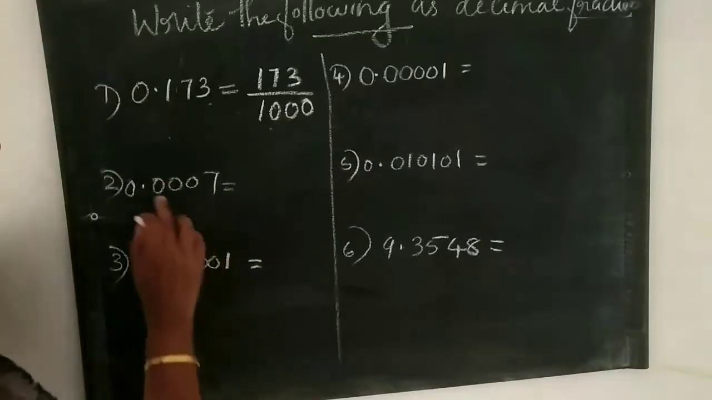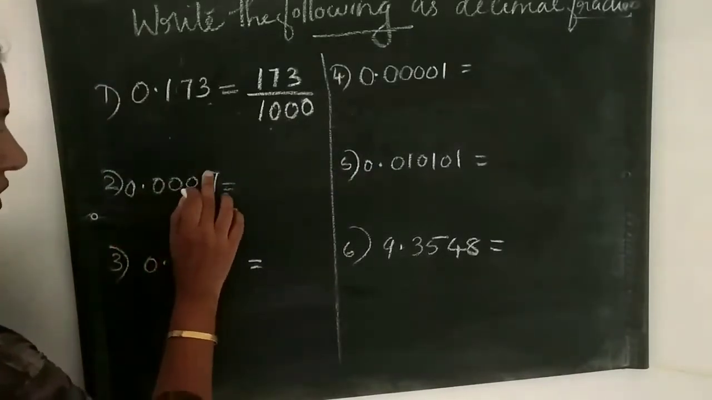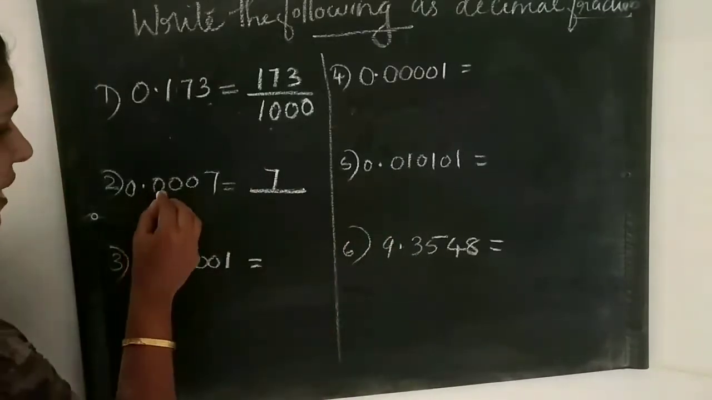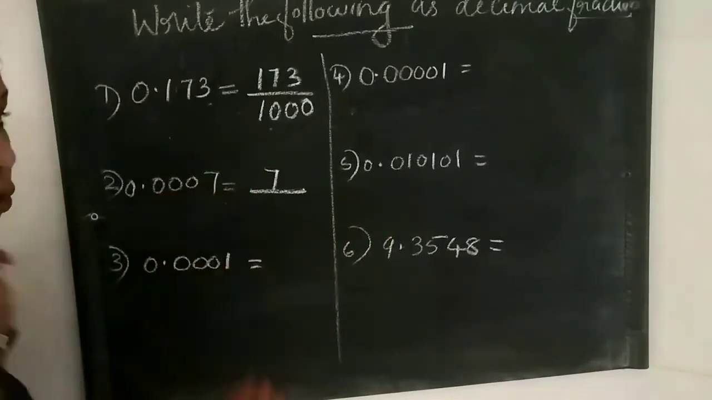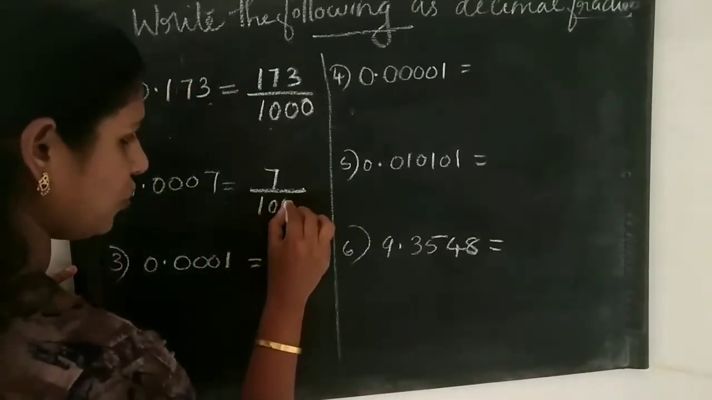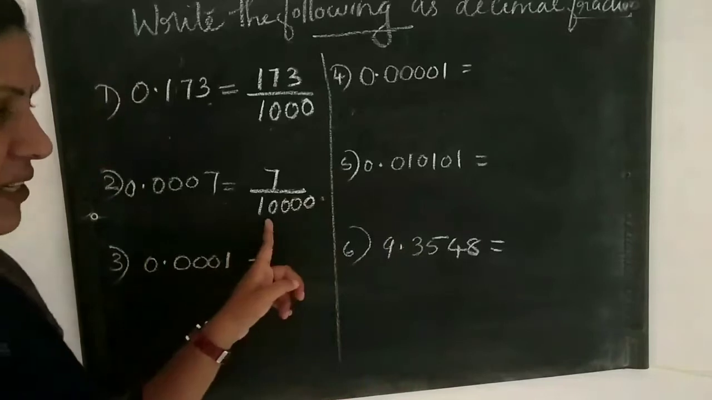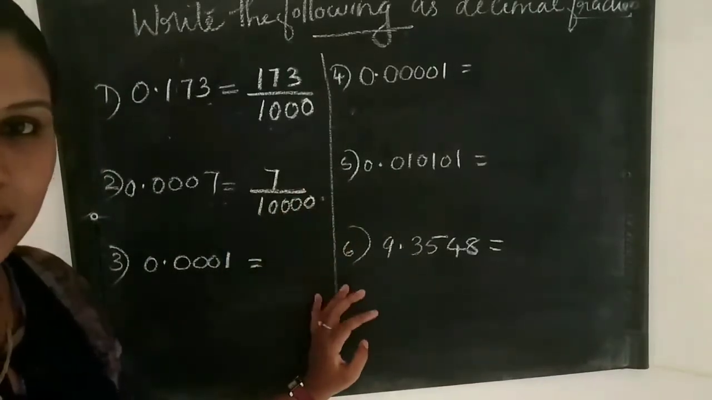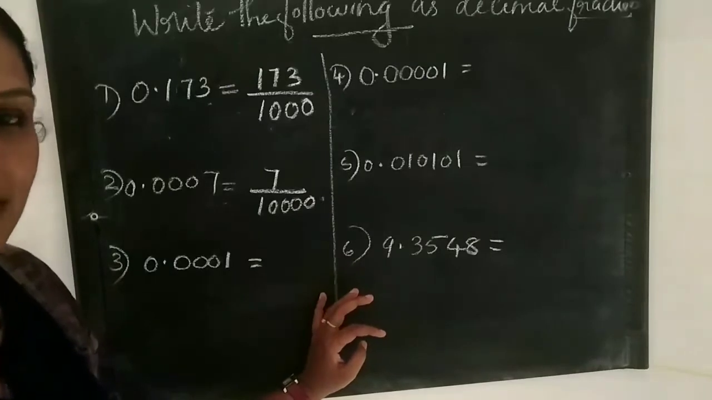Now here there is 0.0007. So first we write the number 7. Then how many places are here? That is 1, 2, 3, 4. 4 zeros we need. That is 10,000. 7 by 10,000. Okay children, understood how to write this.